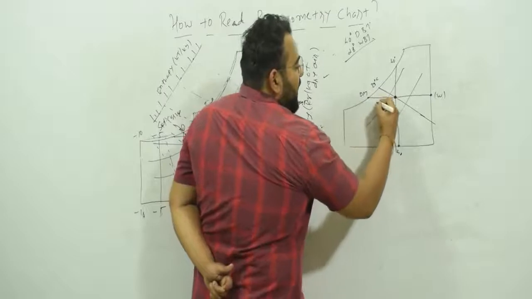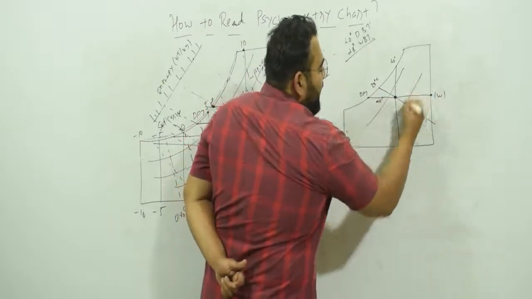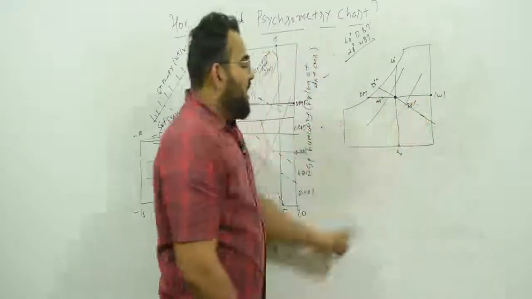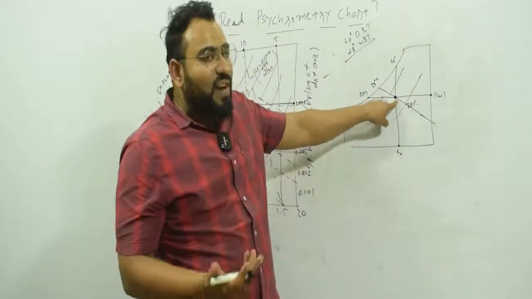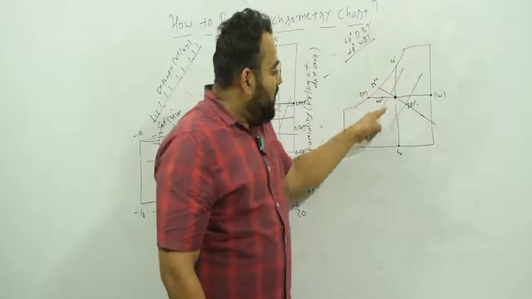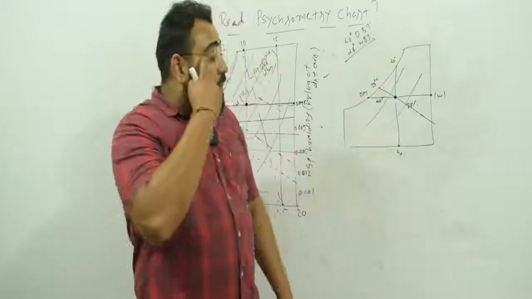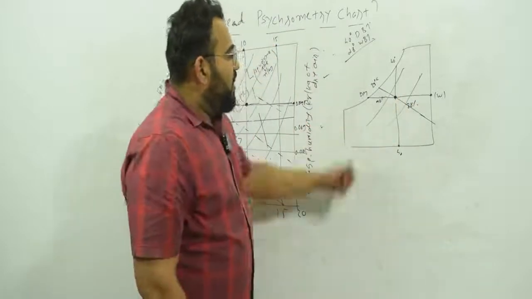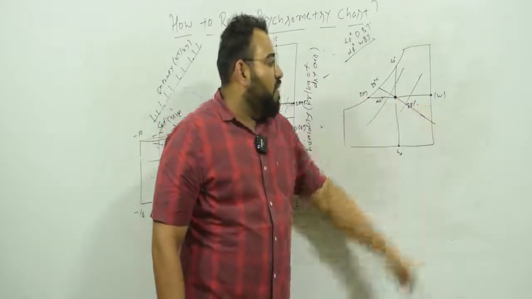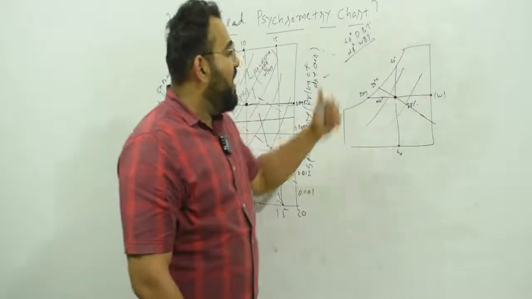Let's say 90% is written here and 80% here. If this point is between 90% and 80%, then the relative humidity for this point will be 85%. If it is passing through, this is how you can find the relative humidity. Okay. So we have found the relative humidity, the dew point temperature, and the specific humidity. Now how to find enthalpy?